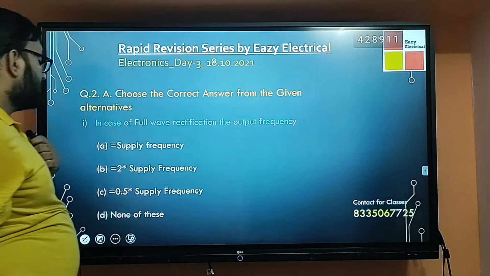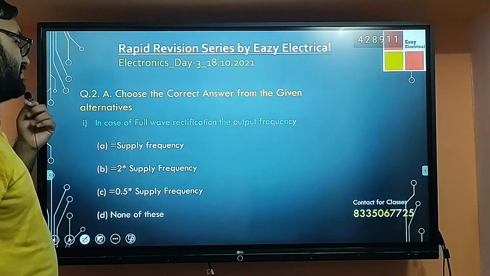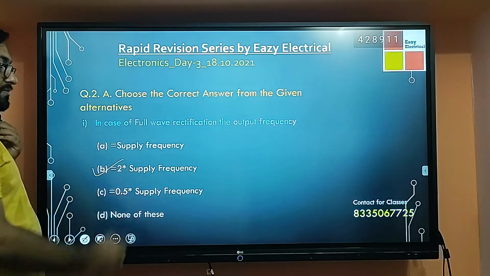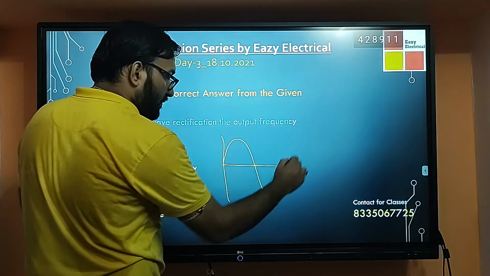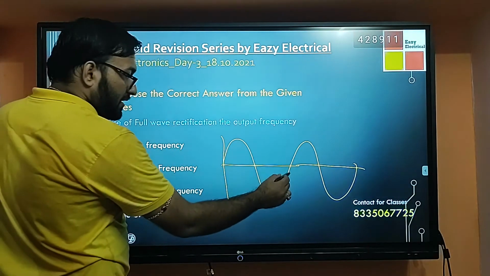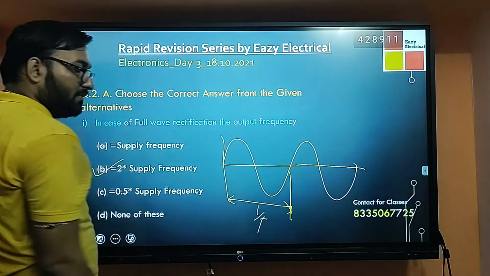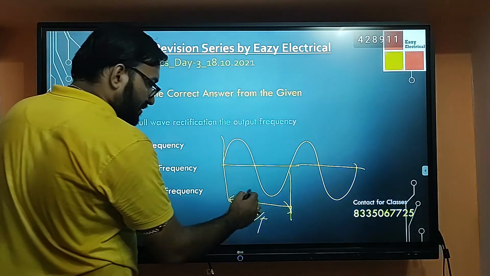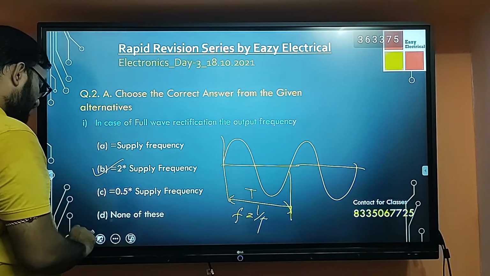Now coming to the next question. In case of full wave rectification, the output frequency is, we all know, 2 times. Suppose this is your input waveform. If we talk about frequency, what is frequency? This is the time period. This 1 by T will give us what? Frequency.